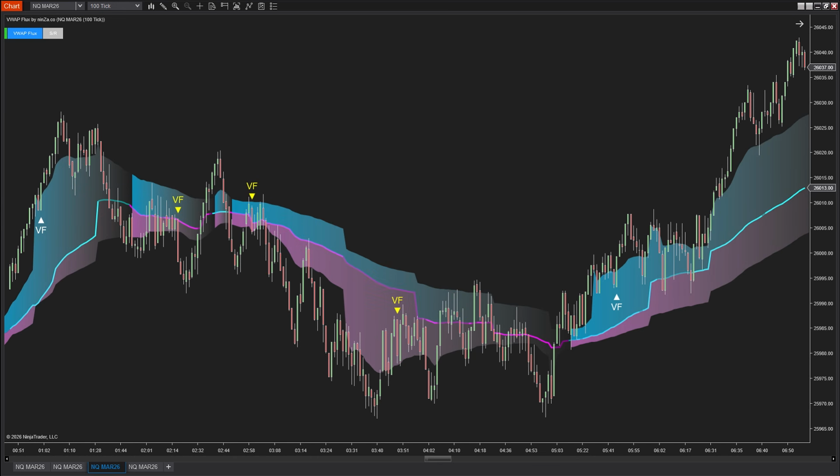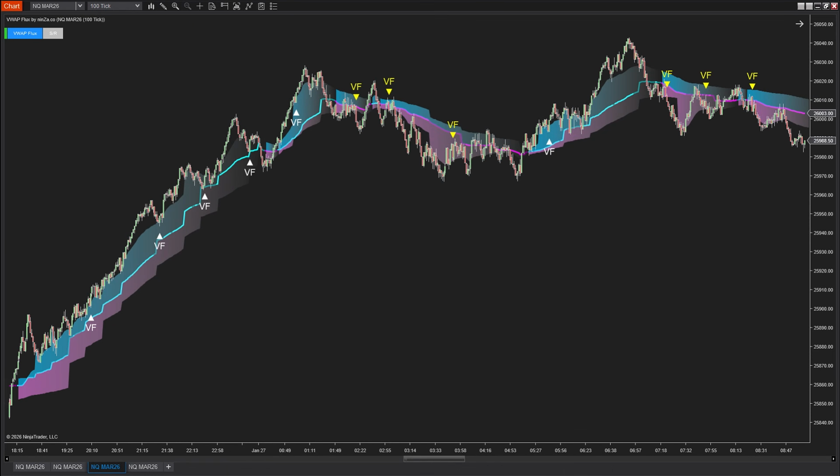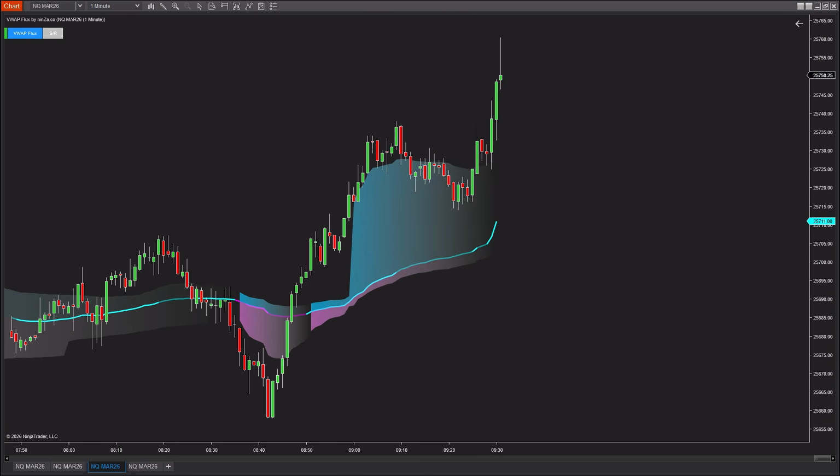So let me ask you this. Have you ever tried identifying trends using VWAP? We spent countless hours researching and testing and refining, and the result is VWAP Flux. A tool that helps you see market trends more powerfully, more clearly, and sometimes in ways that might truly surprise you. Let's take a look at this moment right here.